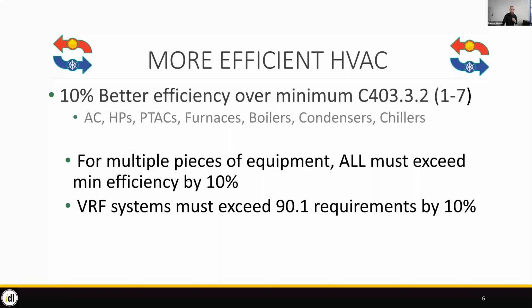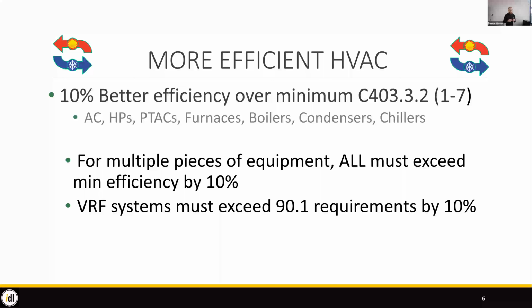So just talking about more efficient HVAC, looks like we've got a lot of mechanicals on here. You're just going 10% better efficiency over minimum. And that applies to your AC units, your heat pumps, your PTACs, your furnaces, boilers, condensers, chillers.